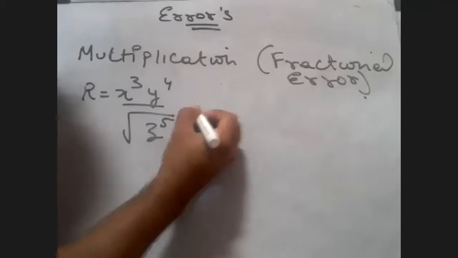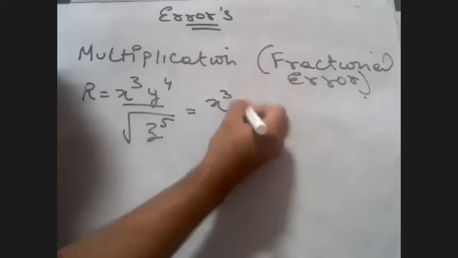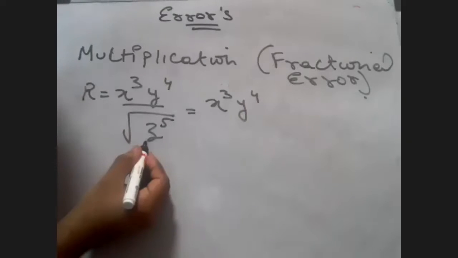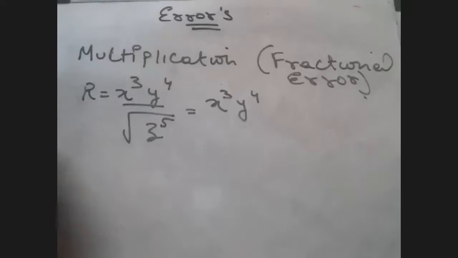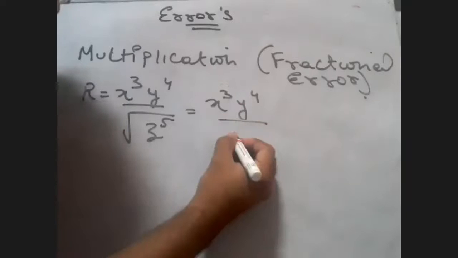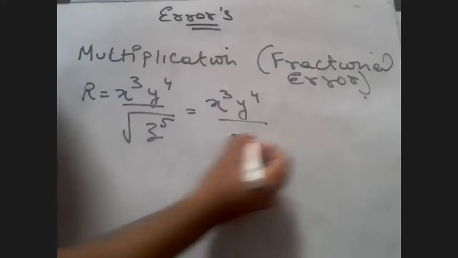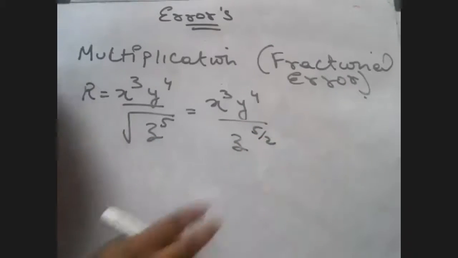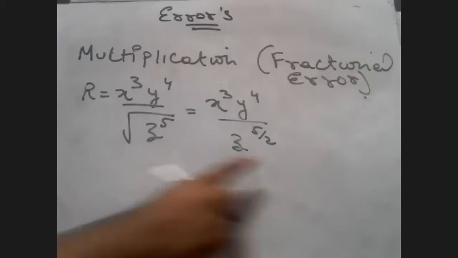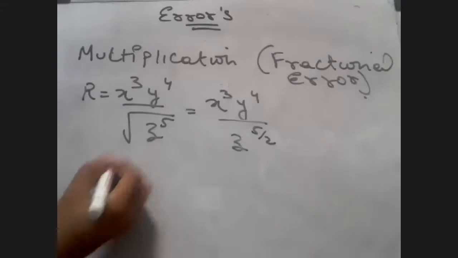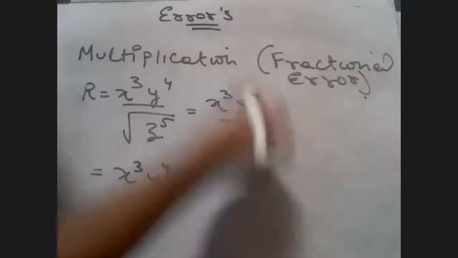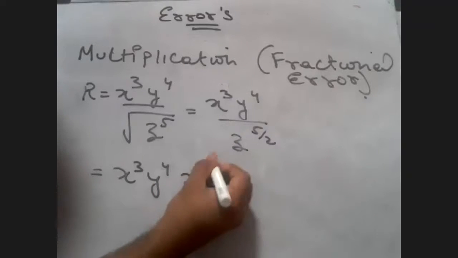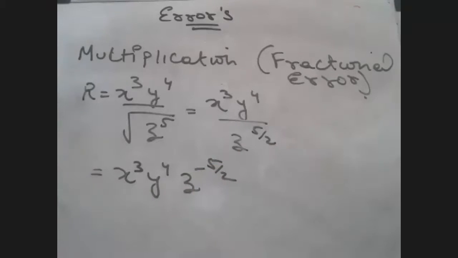Can I write it as x cube, y raised to 4, this is z over here. This square root can be written as z upon 1 by z raised to 1 by 2, and since it is 5, it can be written as 5 by 2. Can you all agree with me? Can I write this like this? Yes, sir. Now I can write this as x cube y raised to 4. Take the z up, so it will be z raised to minus 5 by 2. Yes or no? Now look here.